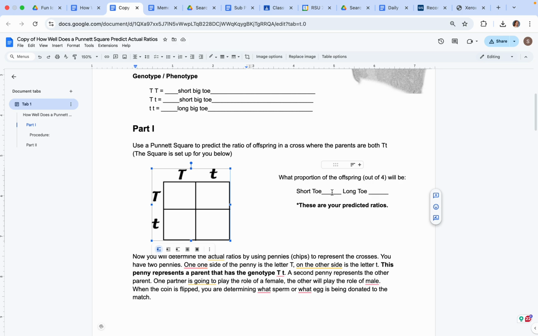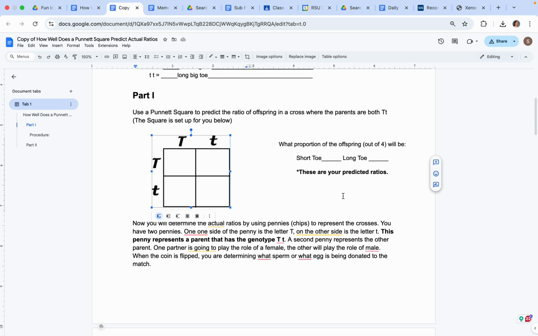What proportion of the offspring out of 4 will be short toe, and what proportion would be long toe? Well, these 3 boxes would make short toes because they have capital T's in them. So that's going to be 3. And then only one of the boxes, little t little t in the bottom right, is going to make long toe. So this should be 3 and 1.